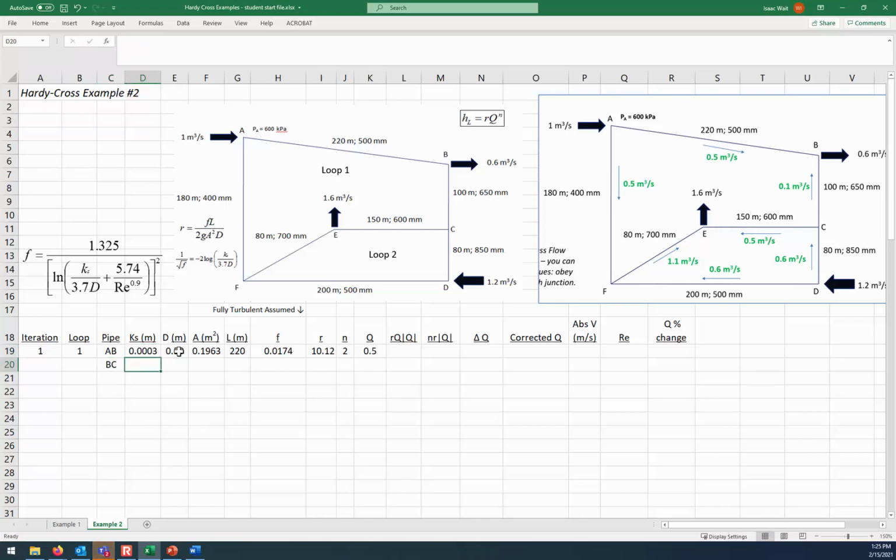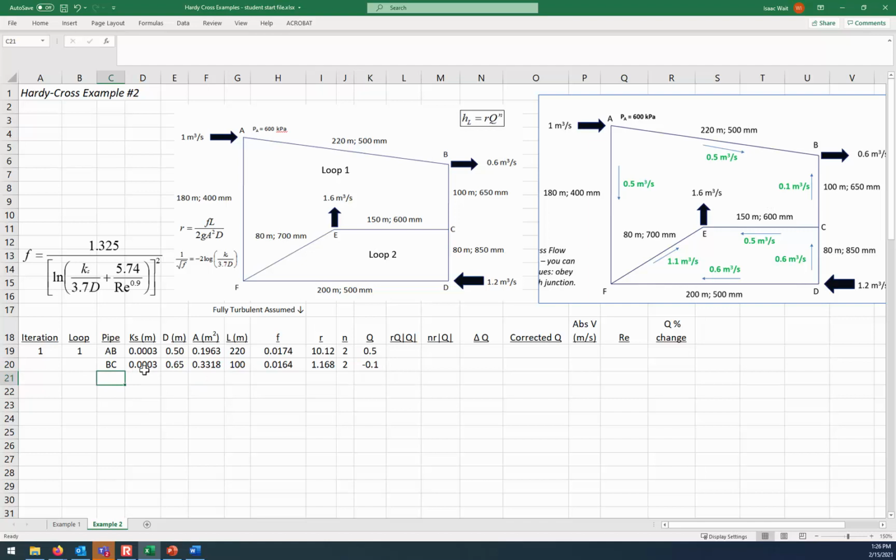All the pipes have the same equivalent sand roughness. The diameter of pipe BC is 0.65. And so that means I can drag down this formula for the cross-sectional area. The length of BC is 100 meters. And then the F value can be estimated in the same way, as well as the R value and the N value. And then I need to type in the Q. So the Q here, it's anti-clockwise, so I'm going to have negative 0.1.